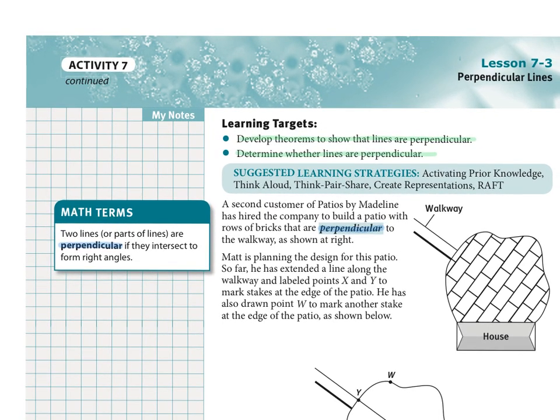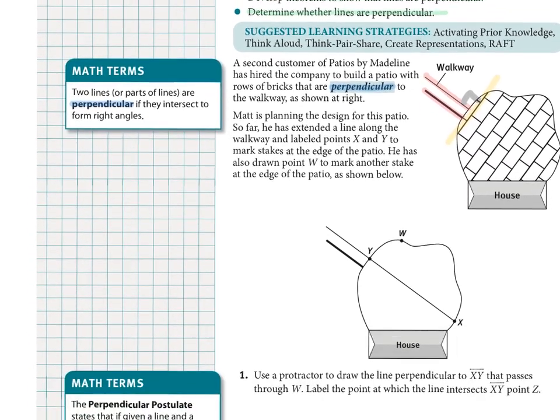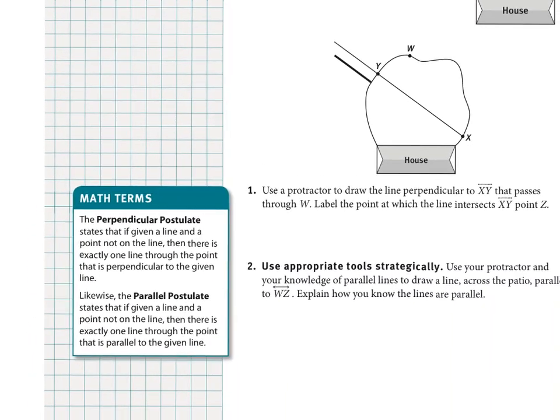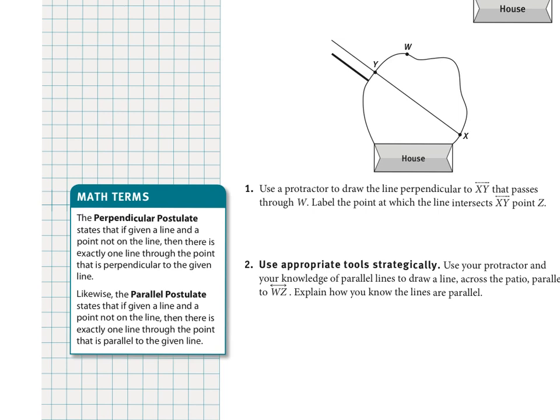So over here we can see we have our walkway, which I'm highlighting in red. And we can see that we have that row of bricks that's perpendicular to it. I have that in yellow. Perpendicular means it creates 90-degree angles. So we can see that we have a real-life situation where we can apply perpendicular lines. We're going to skip numbers 1 and 2 and focus on our new vocabulary of these different postulates that we can bring into our proofs.